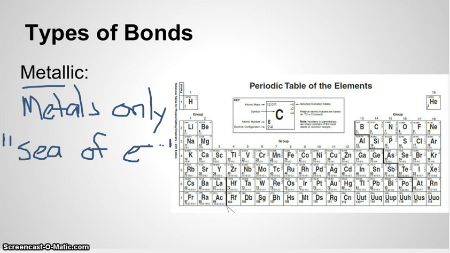That sea of electrons, you have a whole bunch of metals that are willing to give up or lose their electrons. If you put them together, you end up with a sea or pool of these valence electrons that can be shared or transferred between all of the metal atoms. So it's kind of a cross between a covalent and an ionic bond, and it gives metals their unique properties, such as being malleable and being good conductors.